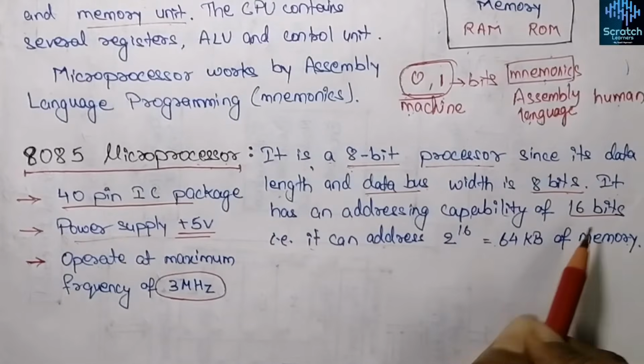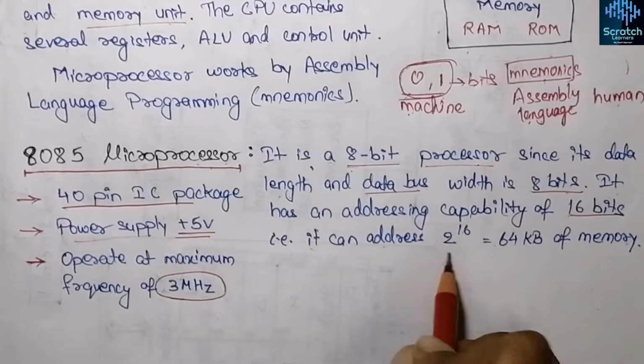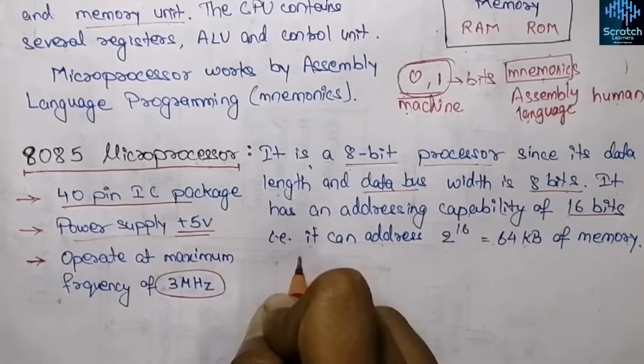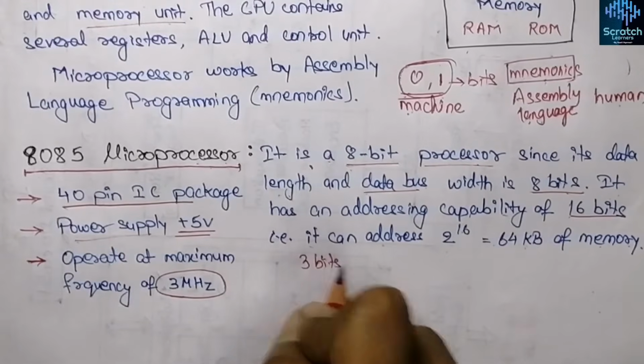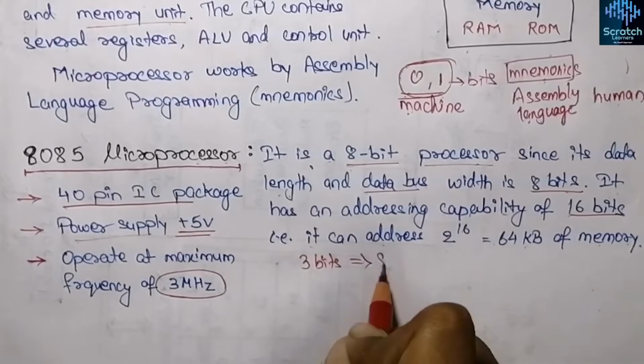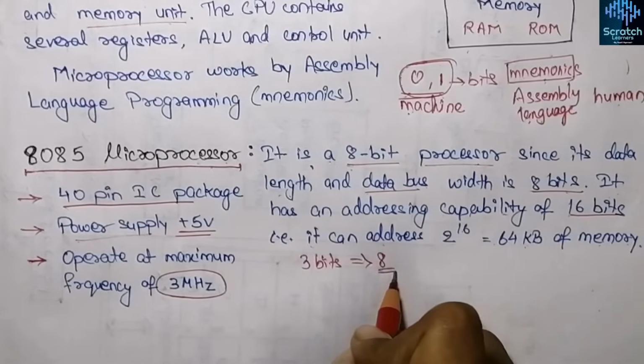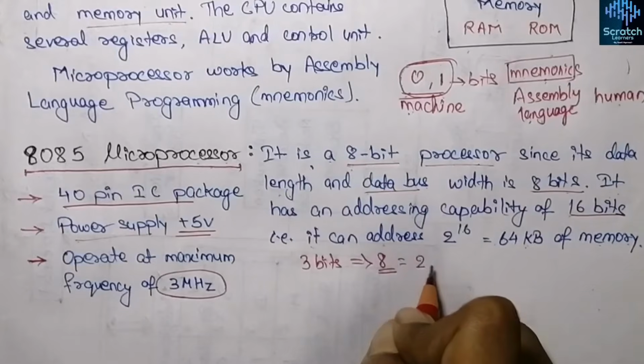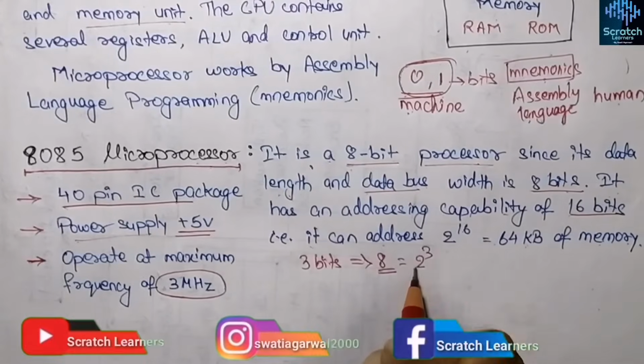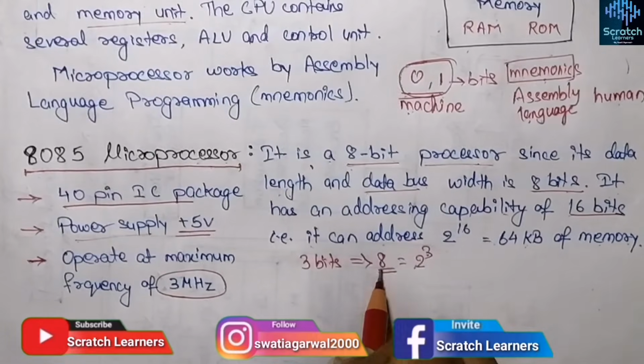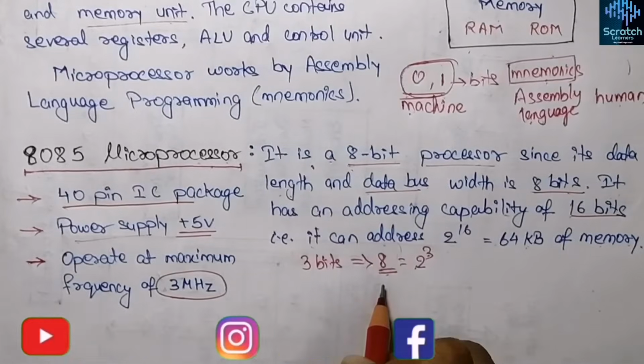Now you may have a doubt: how can this 16-bit address capability address 64 KB of memory? If we have 3 bits, we can have a maximum of 8 possible combinations out of this, right? And that equals 2 to the power 3. So 2 to the power 3 equals 8. So 8 locations of memory can be addressed.